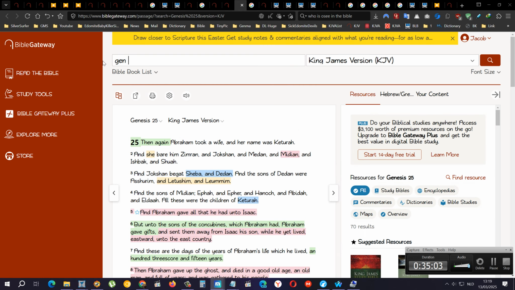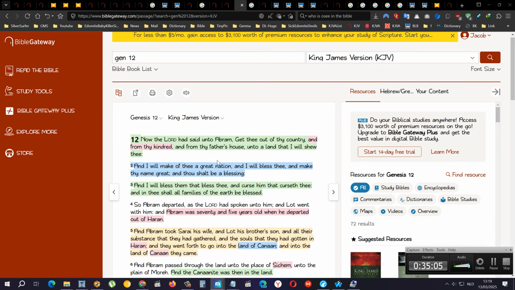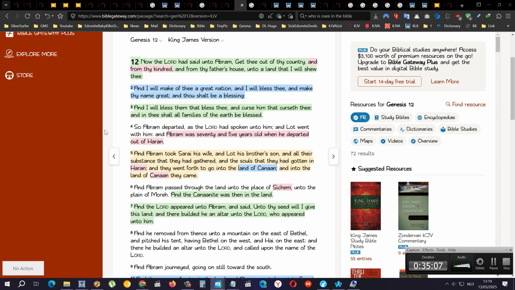Genesis 12 and also 11. Verse 5, Genesis 12:5. And Abraham took Sarai his wife, and Lot his brother's son, and all their substance that they had gathered, and the souls that they had gotten in Haran. And they went forth into the land of Canaan. And into the land of Canaan they came.